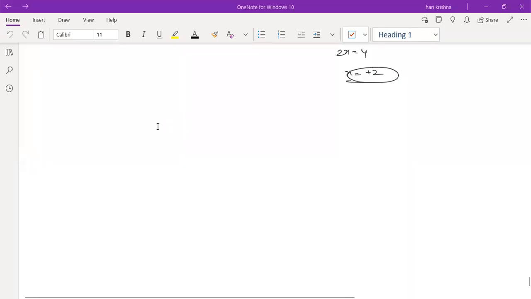So today we are going to study the balancing of the redox reactions. In total, we have two methods to balance the redox reactions.